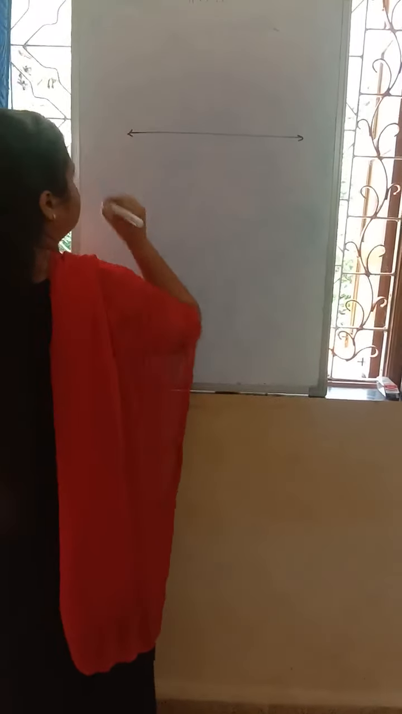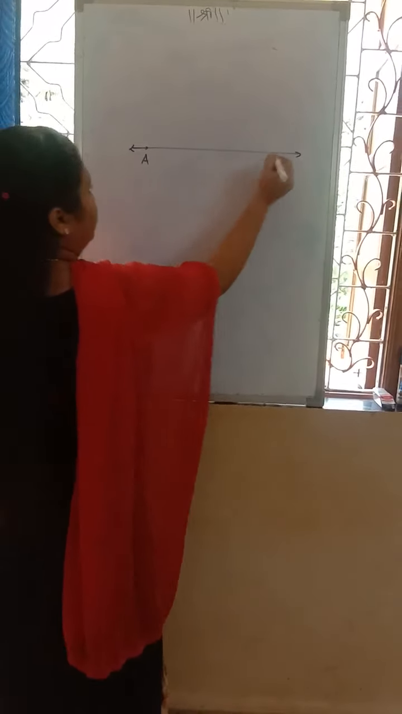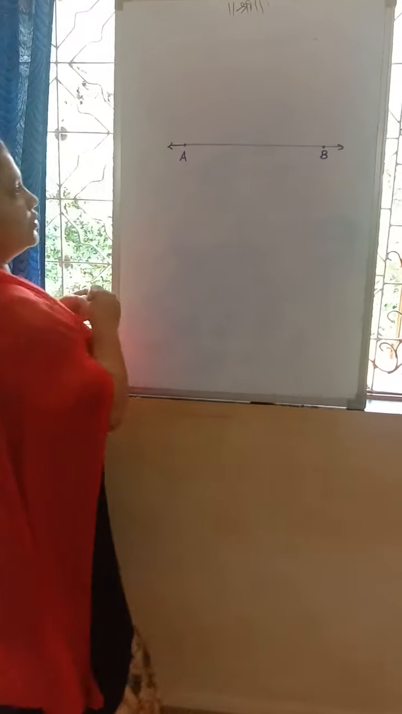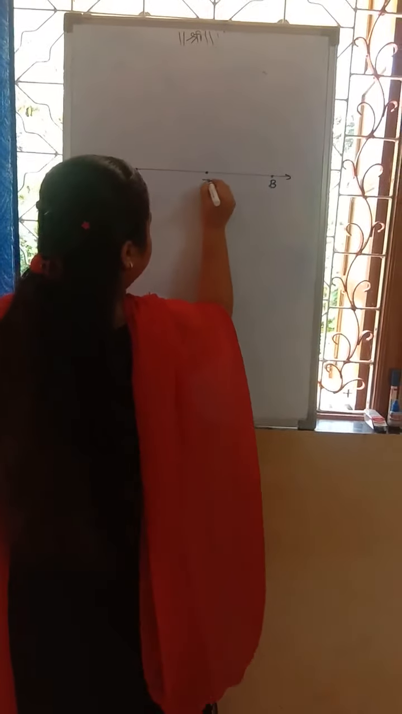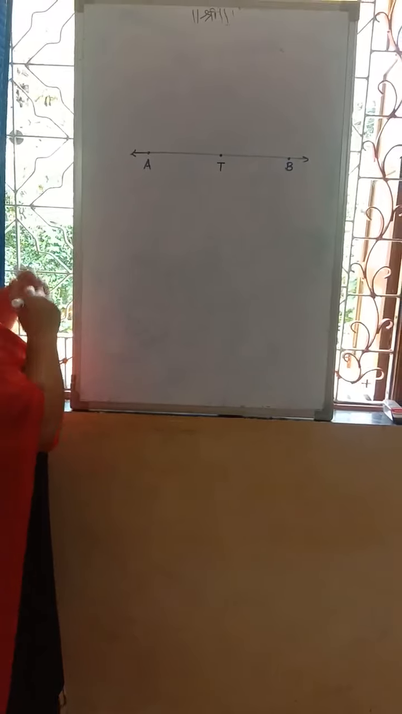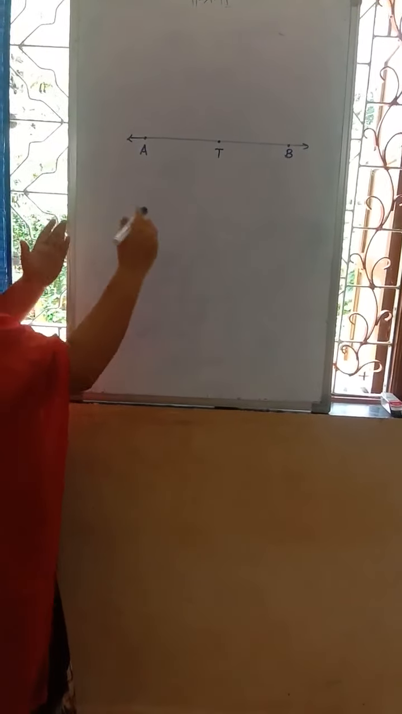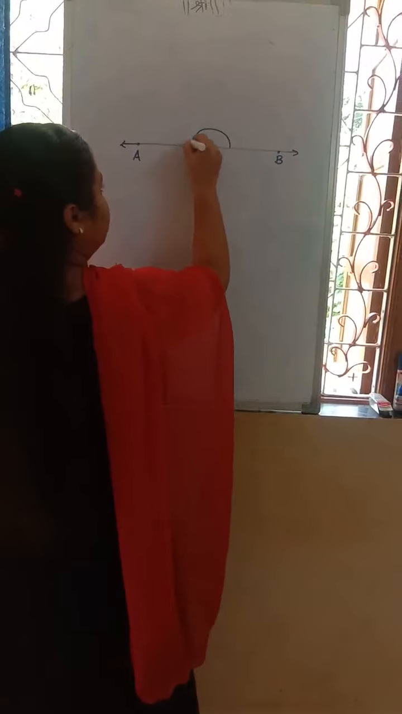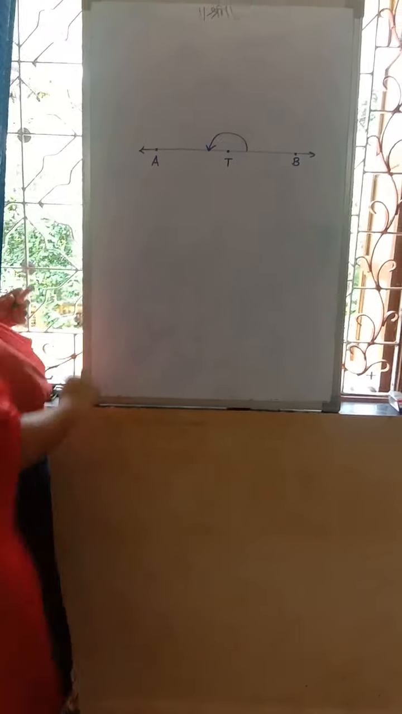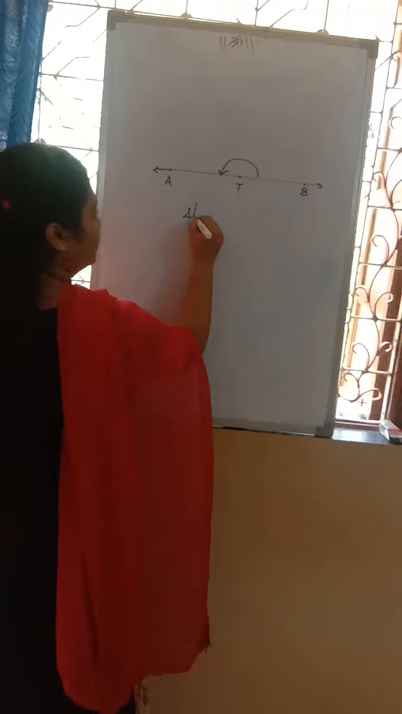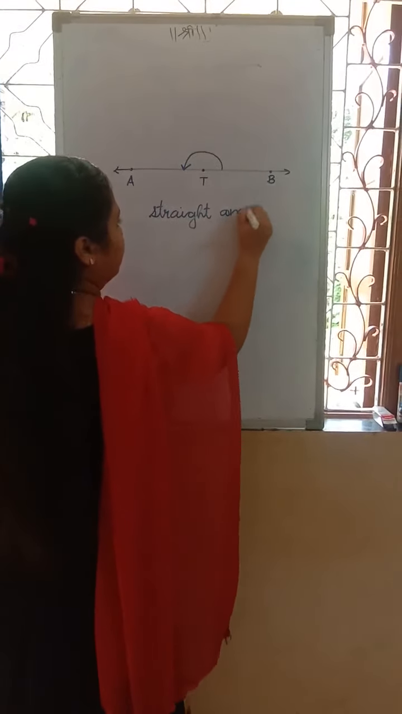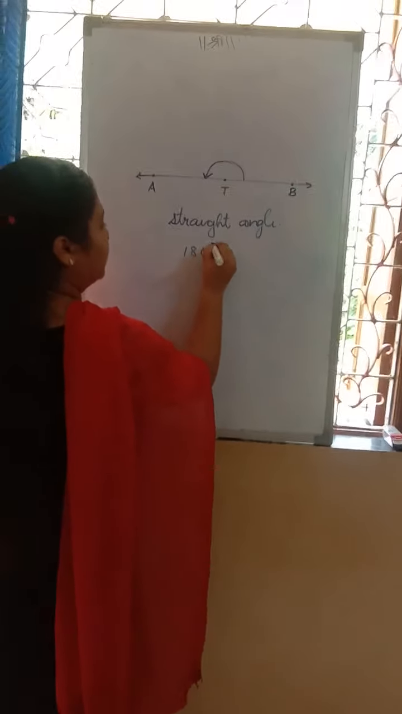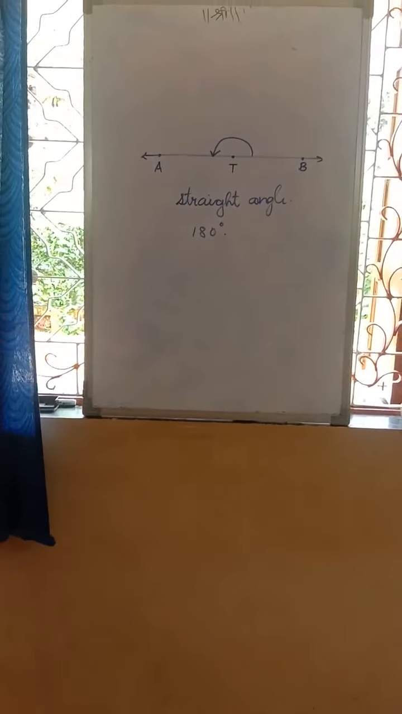Can you tell me which type of angle this is? First, what did I draw on the board? Yes, I have drawn a line on the board, that is line AB. Now I am taking the center of this line as T. So this is angle ATB. Can you tell me the type of this angle? Yes, this is a straight angle. What is the measure of a straight angle? A straight angle always measures 180 degrees.